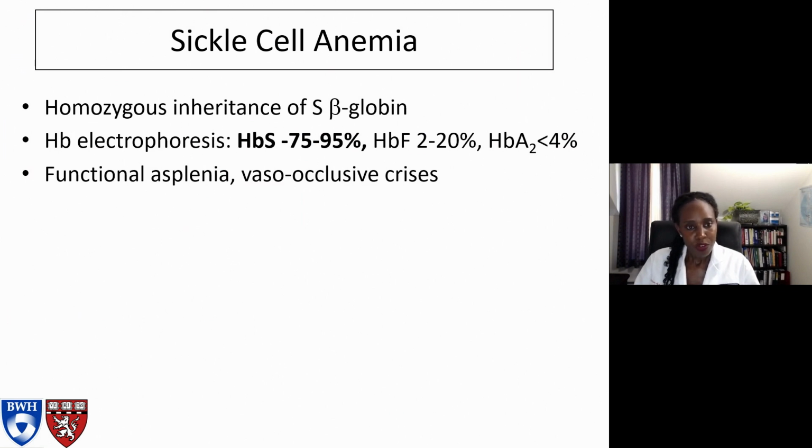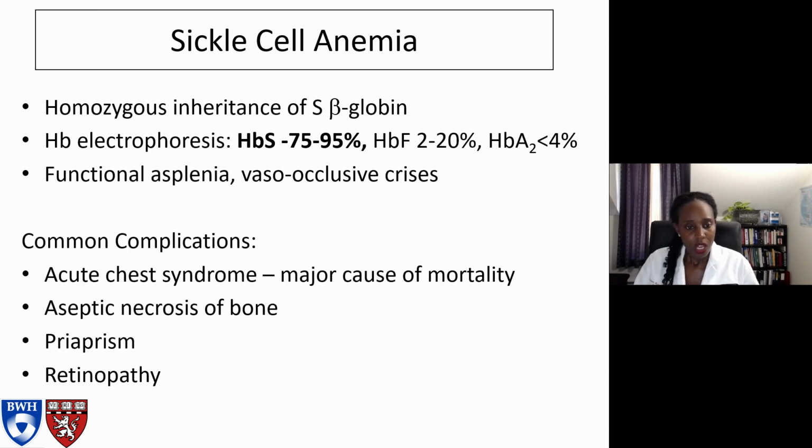Sickle cell anemia refers to the homozygous inheritance of the sickle gene. The hemoglobin electrophoresis shows sickle hemoglobin making up 75 to 95% of hemoglobin. By the time patients are adults, they have functional asplenia, and vaso-occlusive crises are the hallmark of sickle cell disease. Common complications include acute chest syndrome, aseptic necrosis of the bone, priapism, and retinopathy.